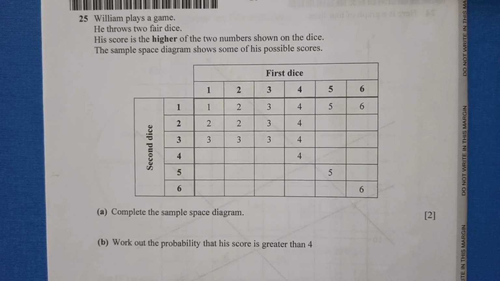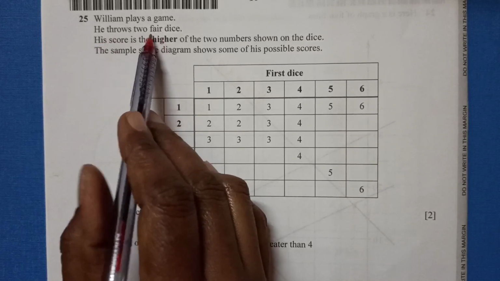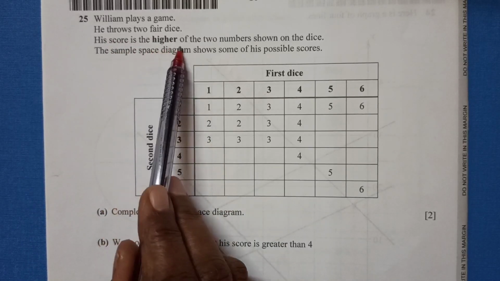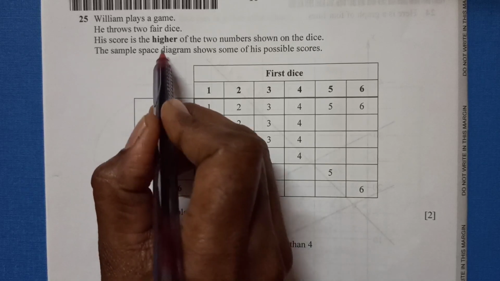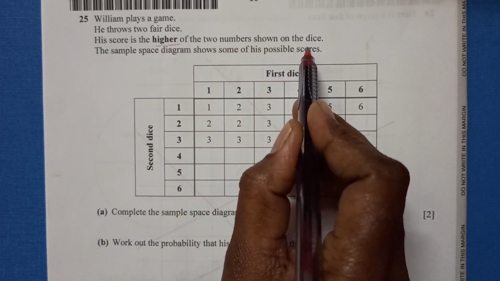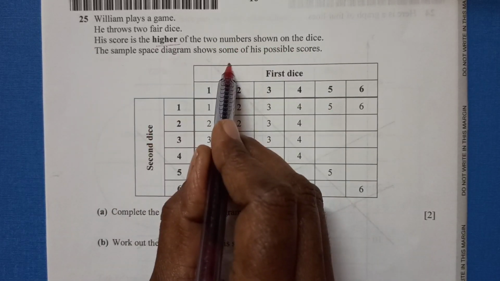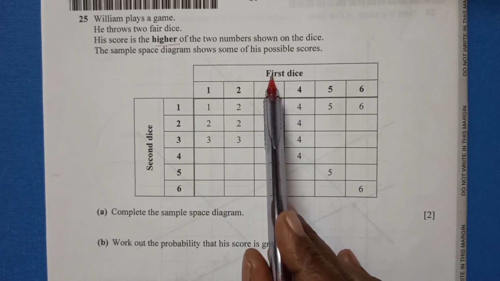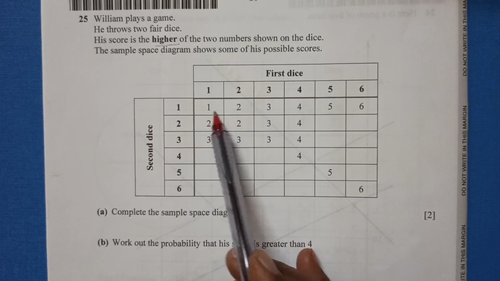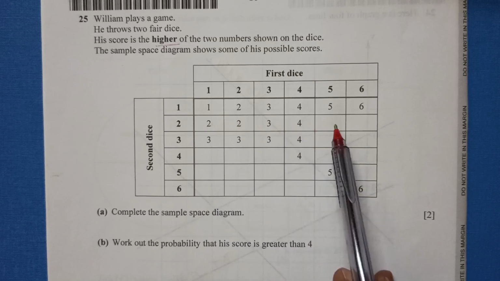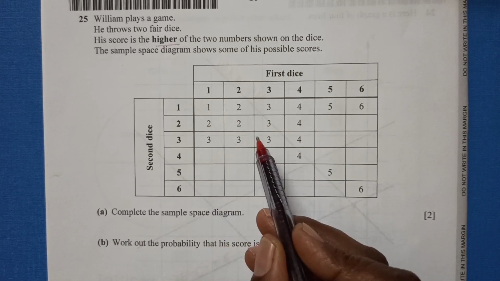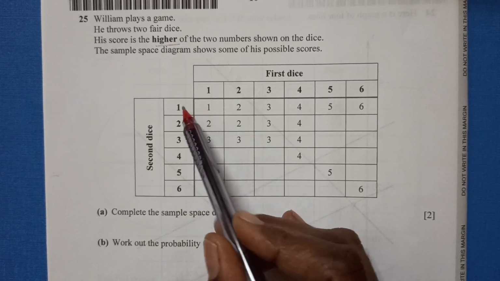So now let's start question number 25. William plays a game. He throws 2 fair dice. His score is the higher of the 2 numbers shown on the dice. The sample space shows some of his possible scores. So we have the first dice here, the second dice, and what he's writing here is the highest score. So complete the sample diagram. So we have to complete this one.